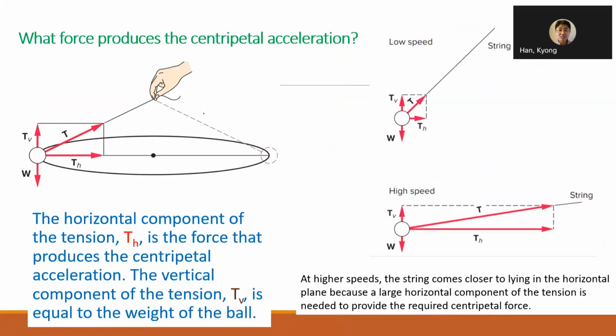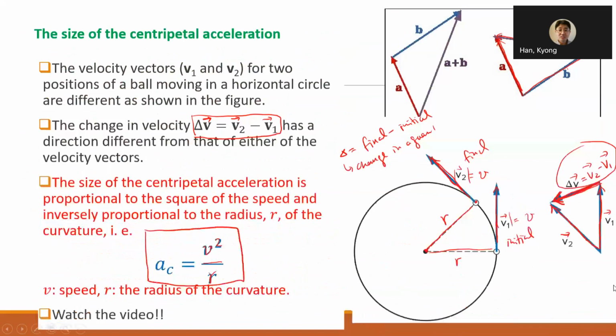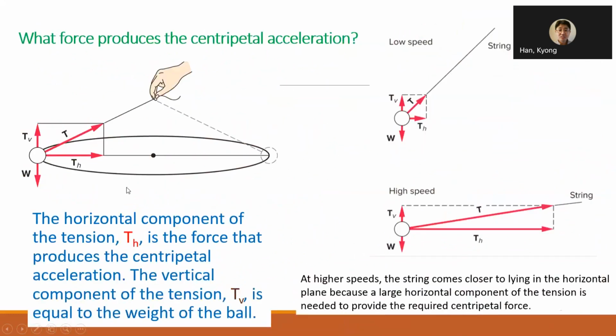Without centripetal acceleration, it cannot rotate. If the rope is broken, then the object cannot make a rotation, it just keeps going in a straight line, right? But we need to find out what makes centripetal acceleration. When you twirl this rock with the thread, there is a tension force here. Also, there is gravity, W, the weight force here.